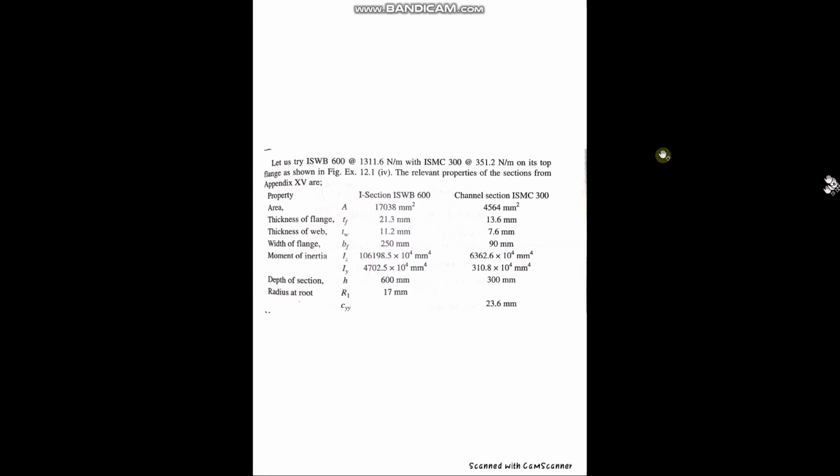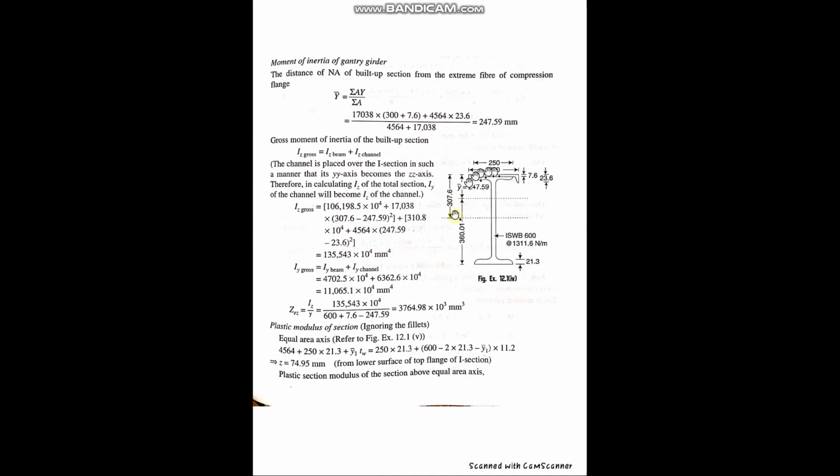So based on that, we are simply going to take two rolled steel sections and put them together. Take a section like this, we'll have an I section and have a channel on top of it. So it is going to be an unsymmetric section. All right, so when we calculate the section modulus of unsymmetric sections, obviously it will require some rigorous calculations.